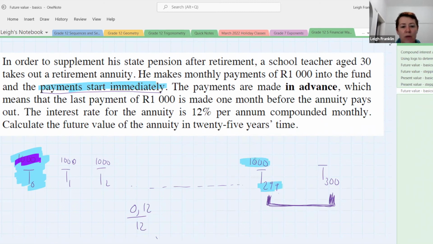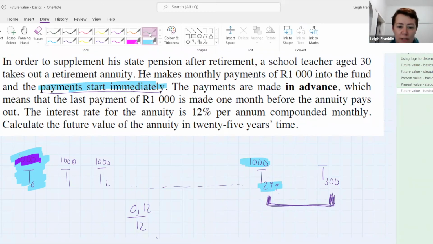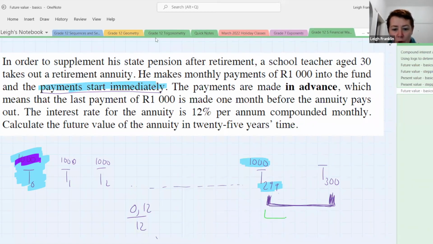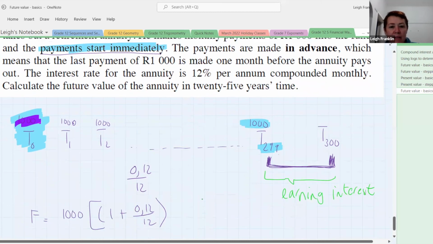He has made 300 payments, and because it's going to be paid out 1 month later, it is sitting in the account earning interest for 1 month before his retirement annuity pays out. That's what I was trying to get to.